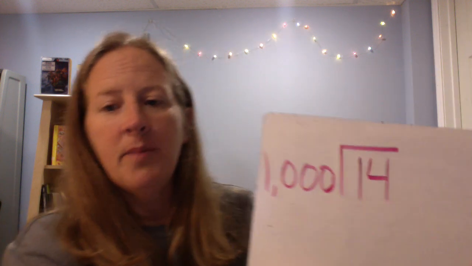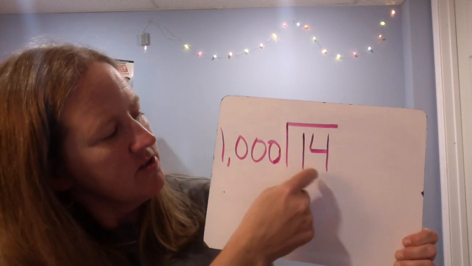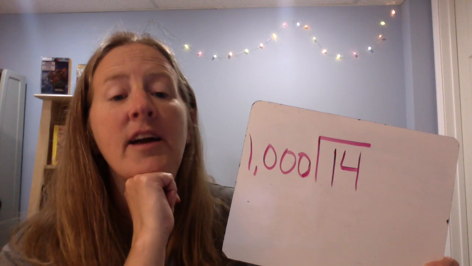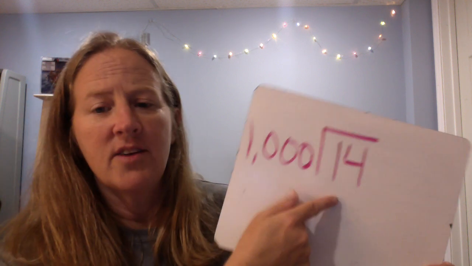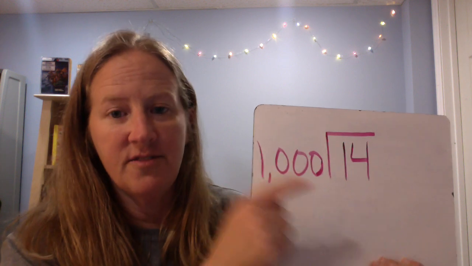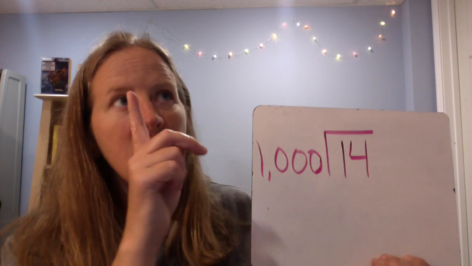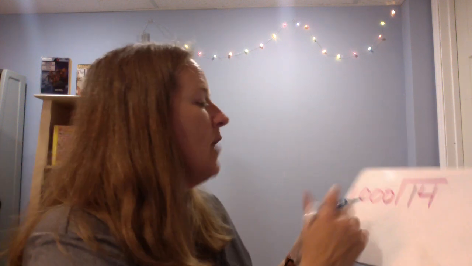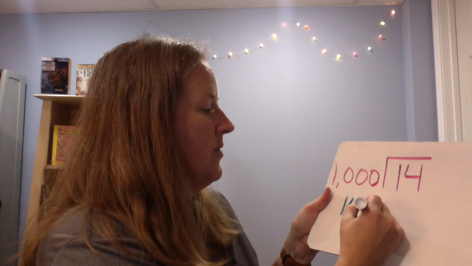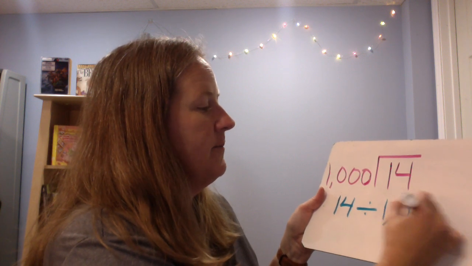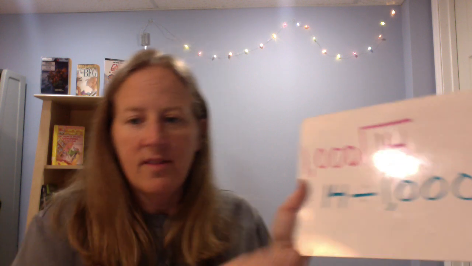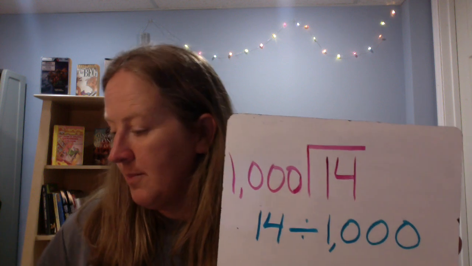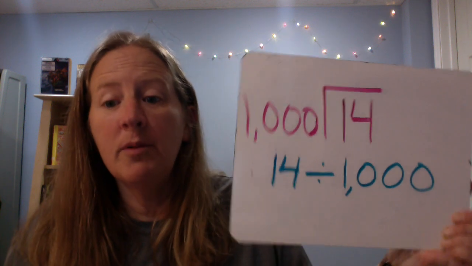Dividing when the first number is in the house is tricky and actually trips up a lot of people. But remember, if you're reading this, you would read it 14 divided by 1,000. Okay, if you can read it that way, 14 divided by 1,000, you can write it that way horizontally or left to right. Once you've done that, the problem becomes easy.